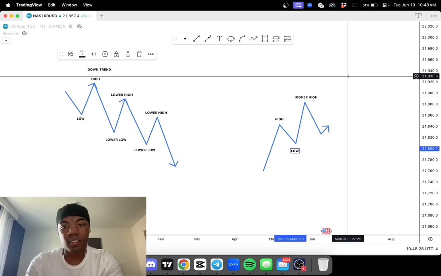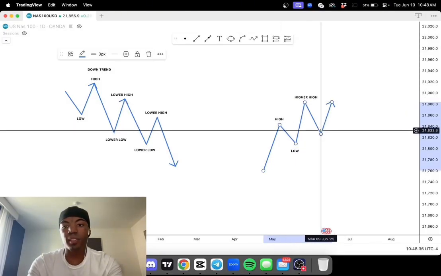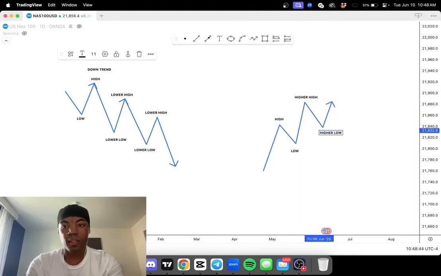And this is our high, this is our low, and then this is a higher high than the previous one. So this one is higher than the previous one. This low is higher than the previous low, right? So we have a higher low because it's higher than the previous low.